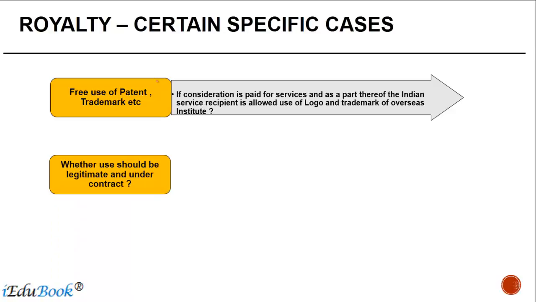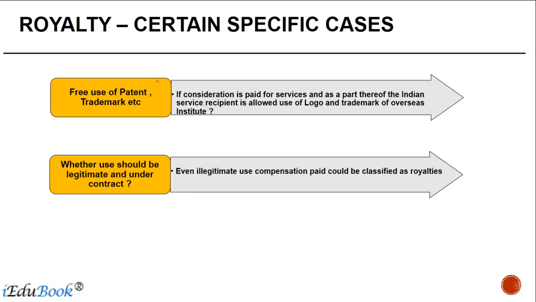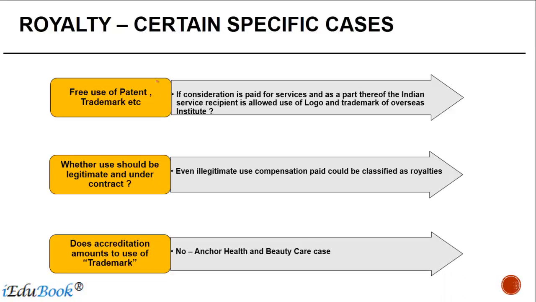Whether the use is legitimate and under a contract doesn't matter. Even if it is an illegitimate use, as long as you are making a compensation for that, it has to be classified as royalty. Does accreditation amount to the use of a trademark? No. When you are accrediting a person, you're not doing any of the acts or rights which were discussed earlier, and therefore it does not amount to royalty. It has been held in the case of Anchor Health and Beauty Care.